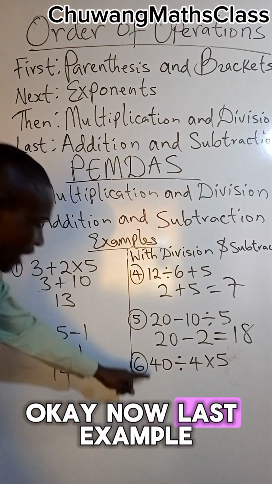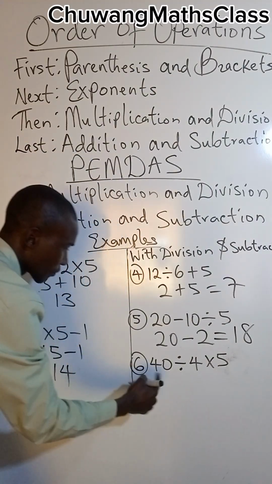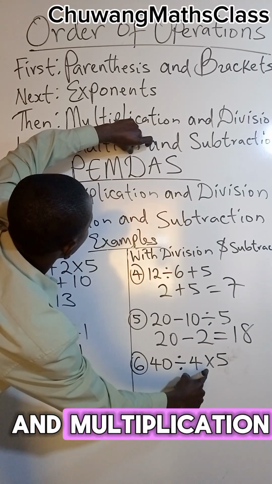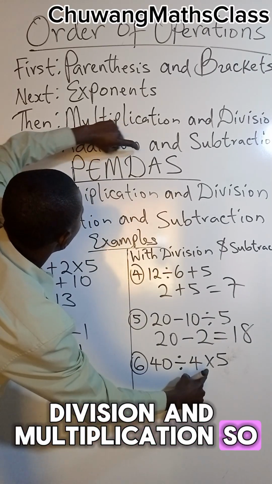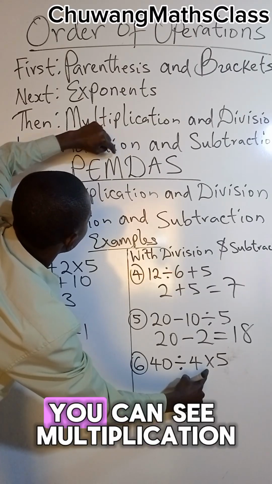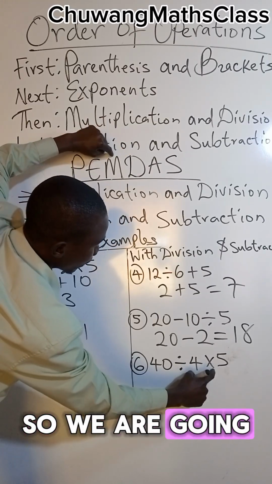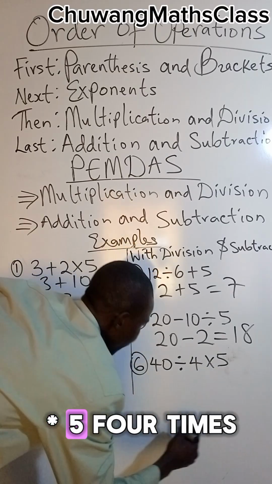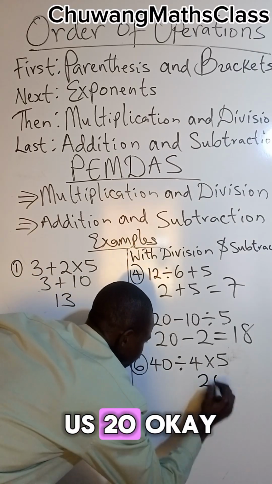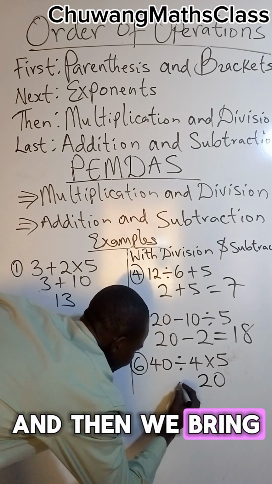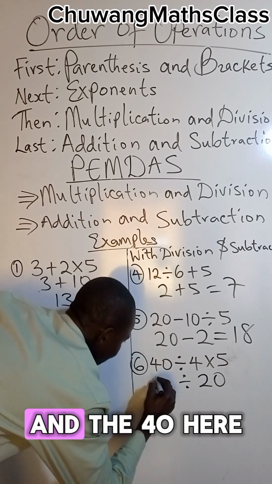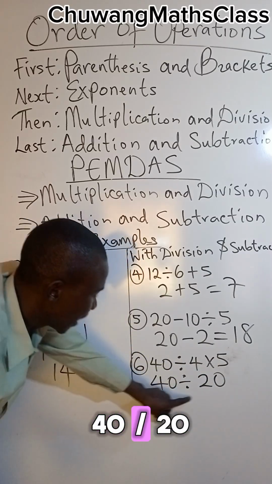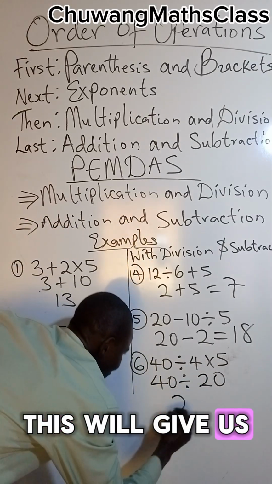Now last example here, this example has division and multiplication. Division and multiplication. So according to this, which one comes first? You can see multiplication comes first. So we are going to handle this. So we say 4 times 5. 4 times 5, this will give us 20. And let me bring down the division sign and the 40 here. So now handle 40 divided by 20, this will give us 2.